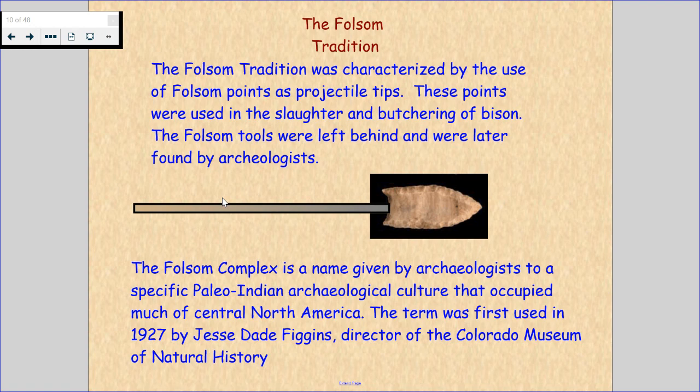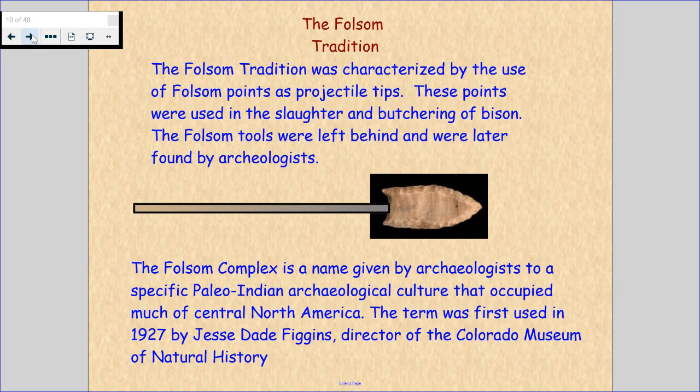The early people, of course, would hunt mammoths and mastodons, but as those animals became extinct, these same early people started hunting different types of animals. So we know this because these tools were left behind and were later found by archaeologists. And more specifically, there is a site, which I will get to in a moment, where we found hundreds of these Folsom points all in one spot. So I'm going to show you that in just a minute.